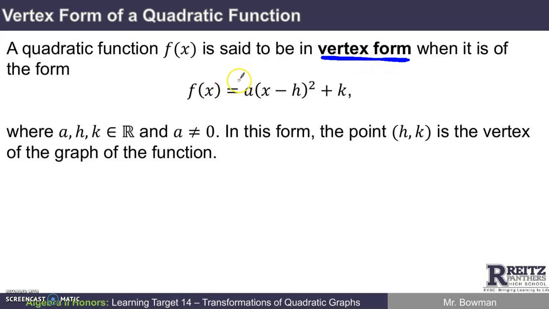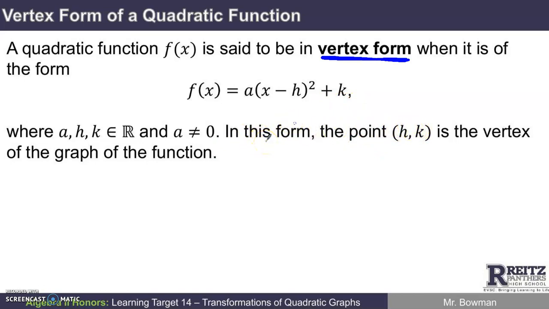In this vertex form, f of x equals a times x minus h, that quantity squared, plus k, where a, h, and k are all real numbers, and a is not 0. If a were 0, this whole thing would be gone, and it would just say f of x equals k. It would be a constant function. In this form, the point h comma k is the vertex of the graph.